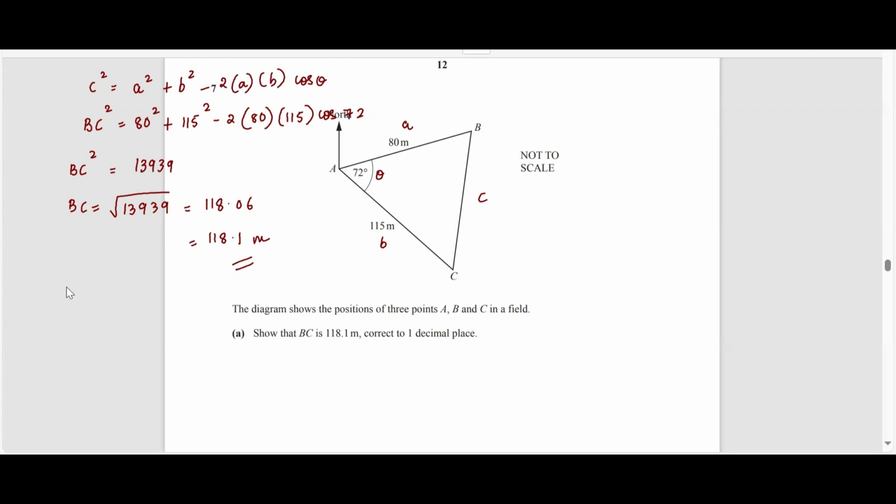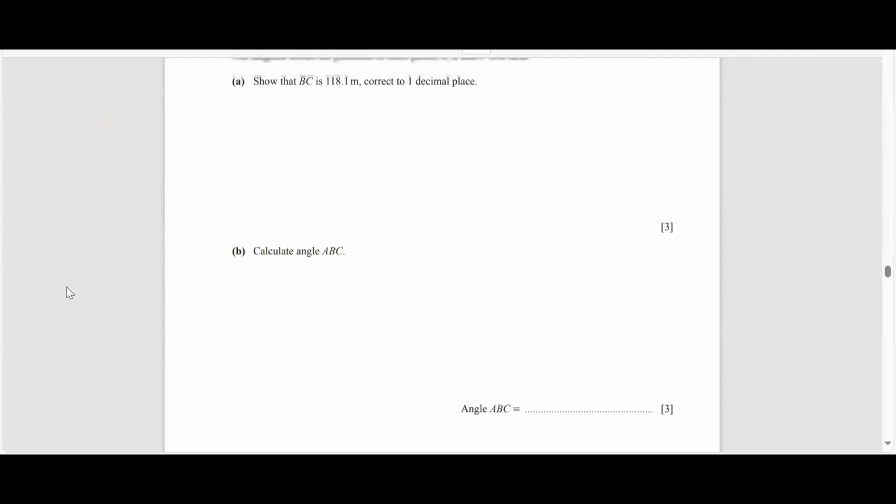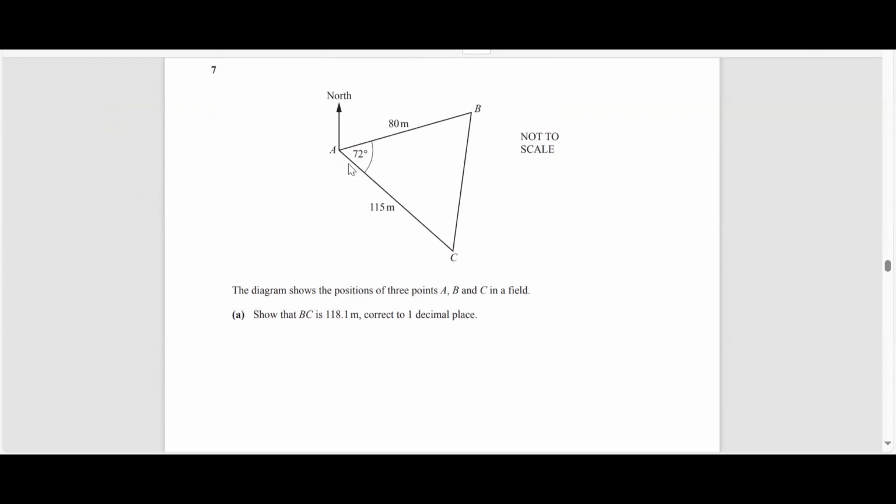Now let's try the B part here. For B part, calculate angle ABC. To calculate angle ABC, this is the angle that we need to find out. We got the side length BC as 118.1. What we are going to do is sine rule. 115 divided by the angle opposite to it, which is sine theta, is equal to 118.1 divided by the angle opposite to it, which is sine 72.